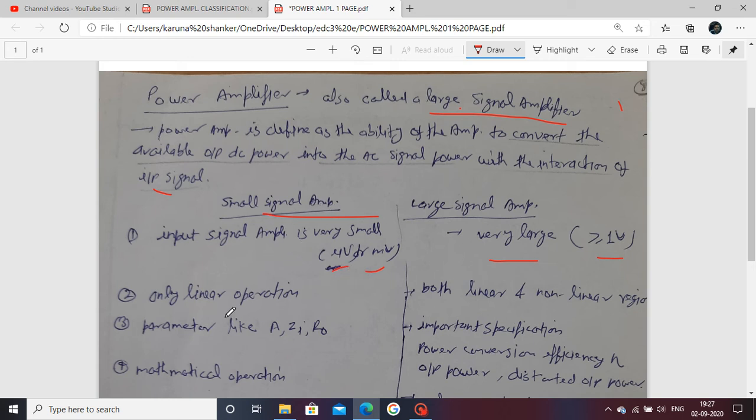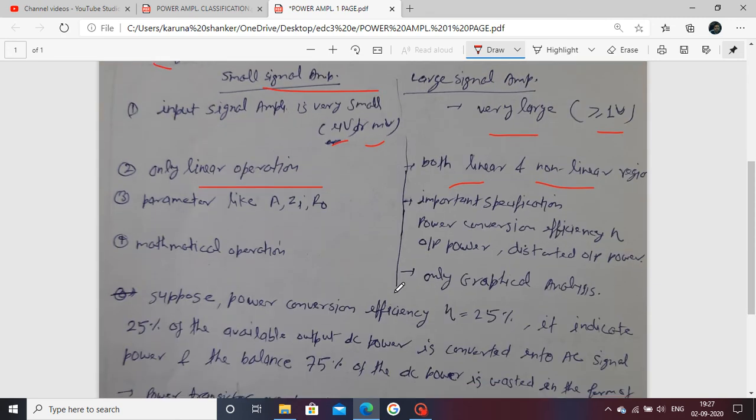Also, a small signal amplifier operates only in the linear region, but a large signal amplifier, meaning a power amplifier, operates in both linear and non-linear regions. In the small signal amplifier, we use parameters such as gain, input impedance and output impedance. In the large signal amplifier, we use parameters such as conversion efficiency, output power and distorted output power. This is the mathematical operation. This is the graphical analysis.